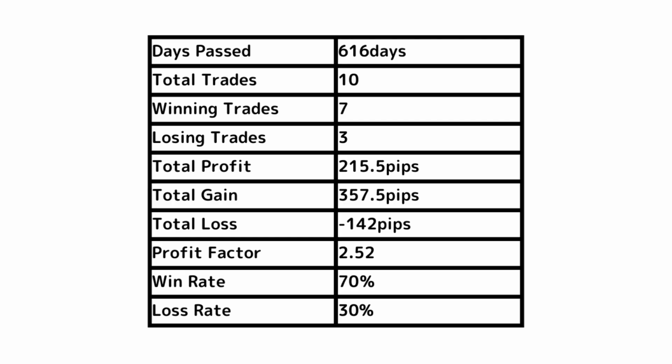Days passed, 616 days. Total trades, 10. Winning trades, 7. Losing trades, 3. Total profit, 215.5 pips. Total gain, 357.5 pips. Total loss, minus 142 pips. Profit factor, 2.52. Win rate, 70%.